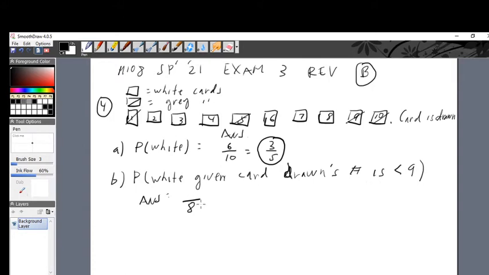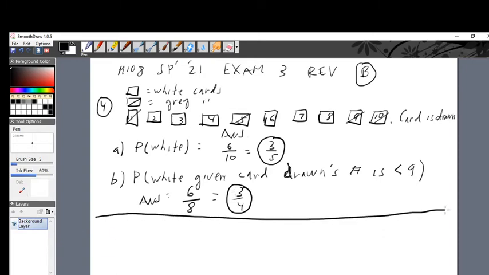Now, how many of those 8 are white? Well, 1, 2, 3, 4, 5, 6. 6 out of 8 are white. And therefore, you reduce, you get 3 over 4. And here is the final answer in fraction form, 3 over 4. And that's it for this problem. Problem number 4 is done.